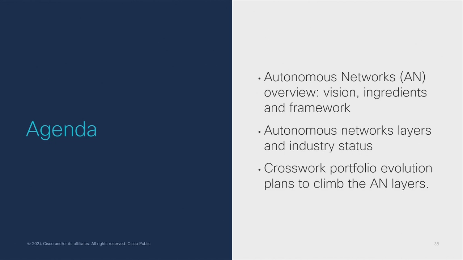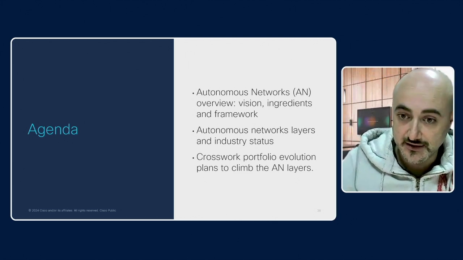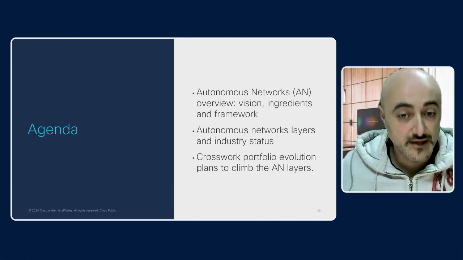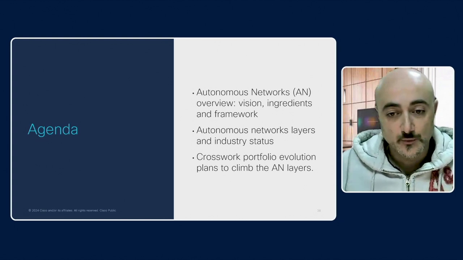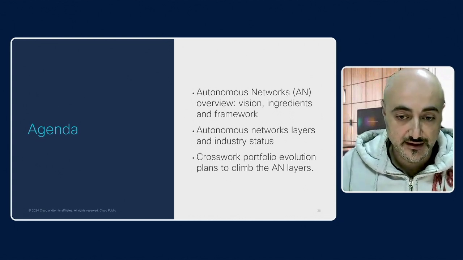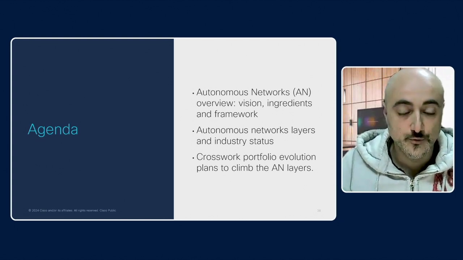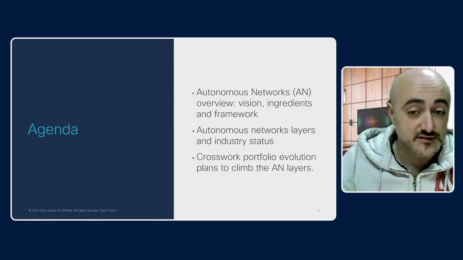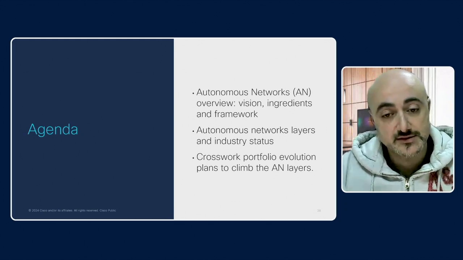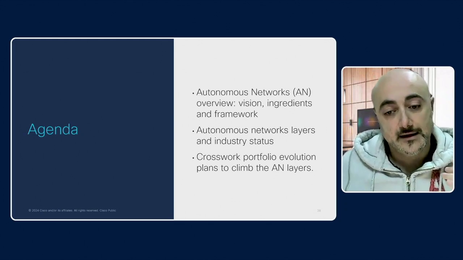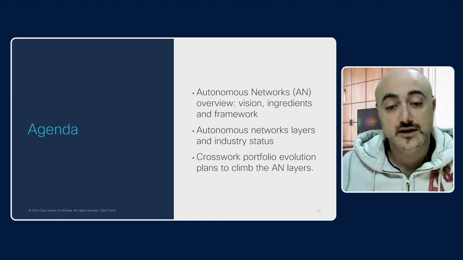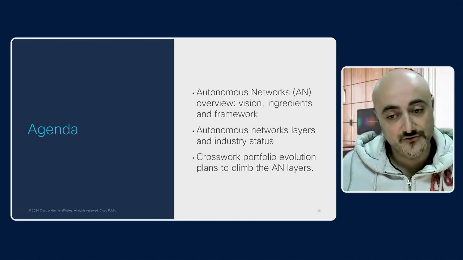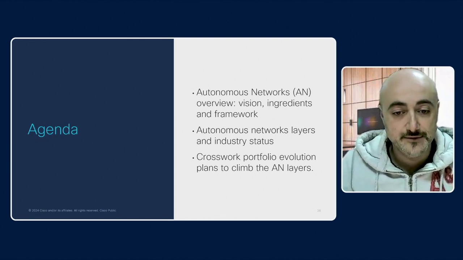Autonomous networks is a new framework, a new architecture that is being defined in TMF. Some of you are probably already familiar with that, some others less. So we will try to provide here an overview to introduce the topic to everyone. We are going to see what is the vision of autonomous networks, the ingredients, the frameworks, and then you probably heard about the famous network layers from layer 0 to layer 5. We will discuss them.